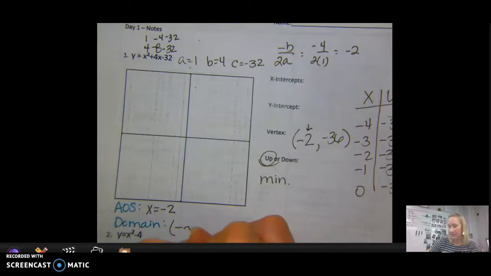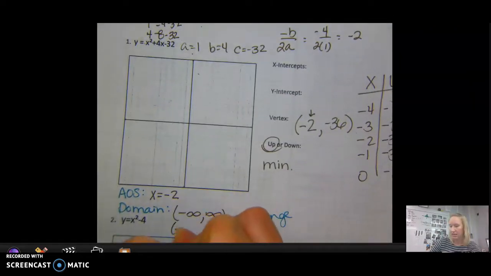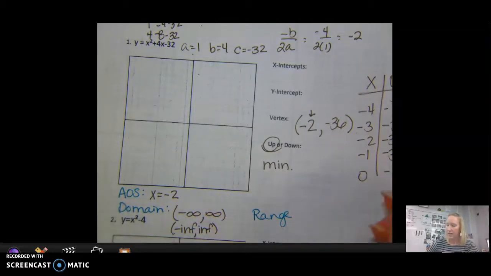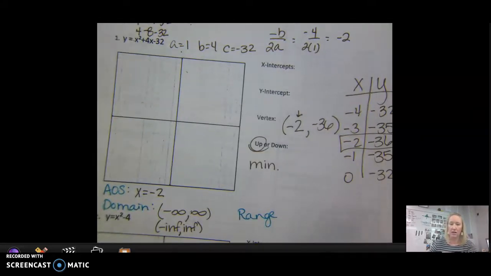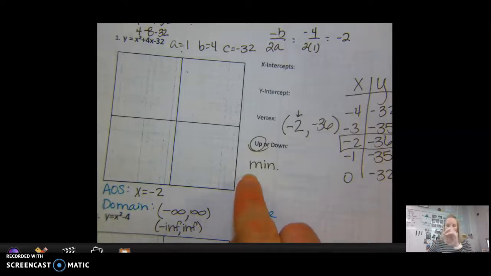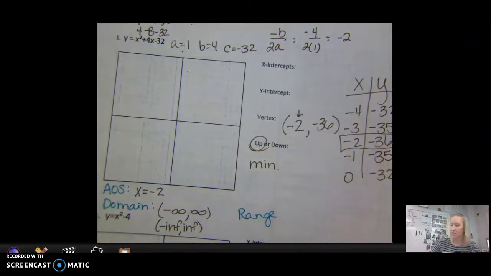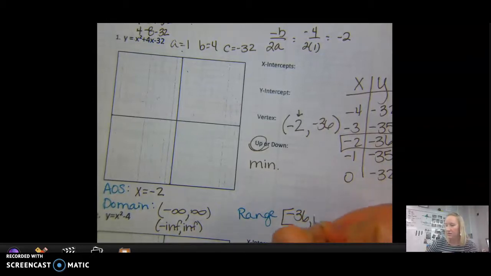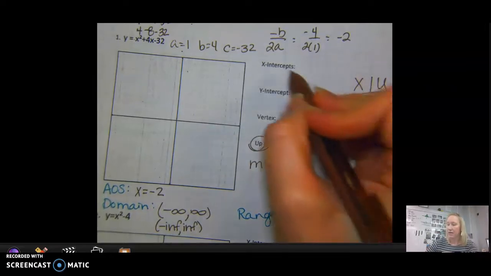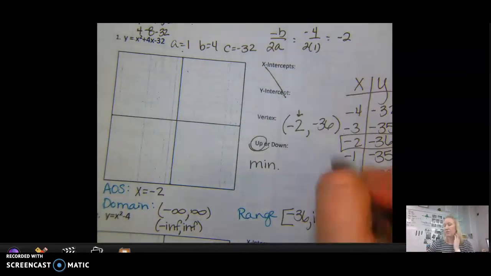Domain is always negative infinity to infinity. How we write that in the Chromebook is parentheses, negative INF, comma, INF, parentheses. Range is your lowest y value and up, or your lowest y value and down. Since this is a minimum, this graph is going up, so it'd be your lowest y value, which is negative 36. That gets a bracket, and it goes up to infinity, and that gets a parenthesis. Again, I'm not going to have you do x-intercept and y-intercept on this guy because it's completely off the graph.